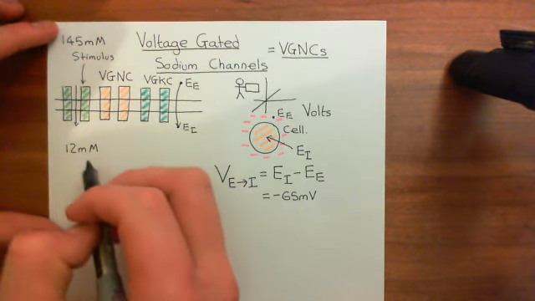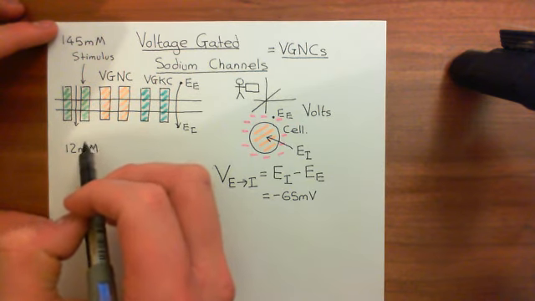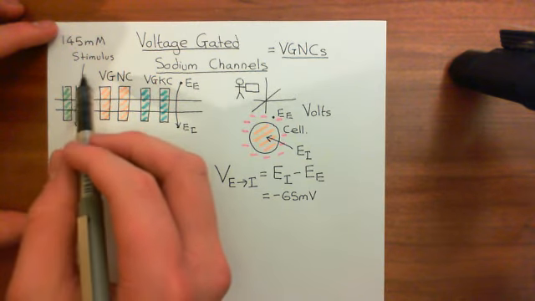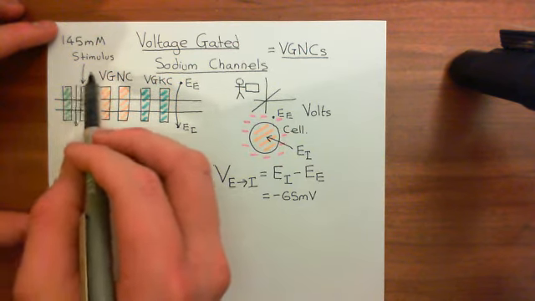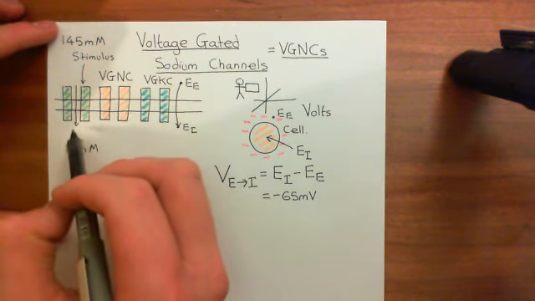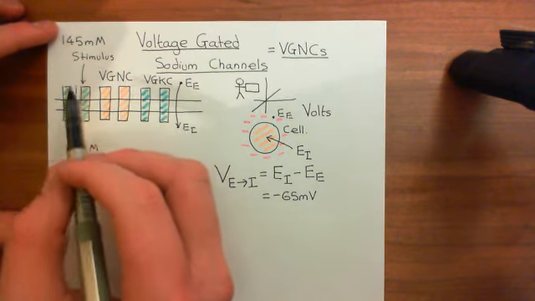So the concentration gradient is 12-fold, favouring the movement of sodium ions into the cell, simply because a sodium ion is 12 times more likely to hit this ion channel from the outside and go inwards than a sodium ion is to hit from the inside and go outwards.